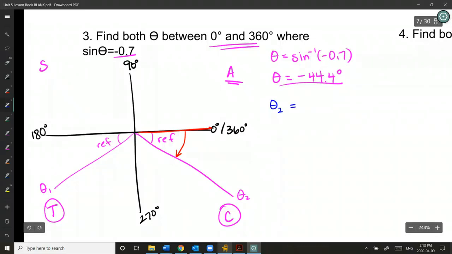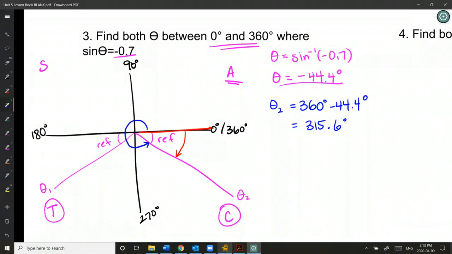Theta 2 is actually probably the one that I'll start with because I can find theta 2 by subtracting my angle from 360. So this is how I taught you guys to switch your angle into its positive value, and that actually makes 315.6 degrees. So that's actually telling me this rotation right here. That's 315.6. Now my reference angle really is just 44.4 degrees.